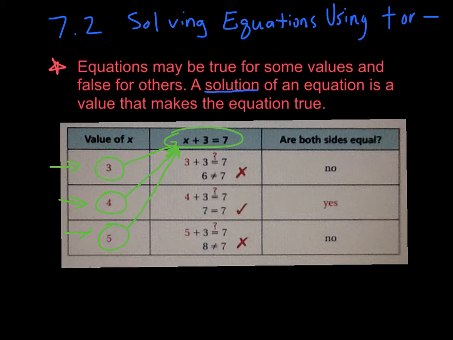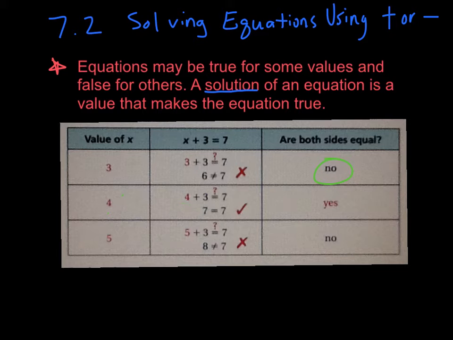Let me get rid of this writing over here. So that's what you're going to see in the first one. You're going to see 3 put in as x. So it's 3 plus 3, and we keep everything the same. Does 3 plus 3 equal 7? Well, no, it doesn't. So if it doesn't equal 7, then our answer stands as no. Both sides are not equal. We did not balance this equation.